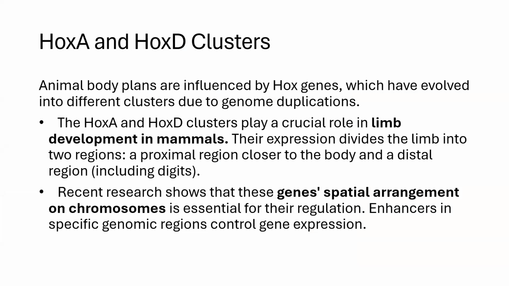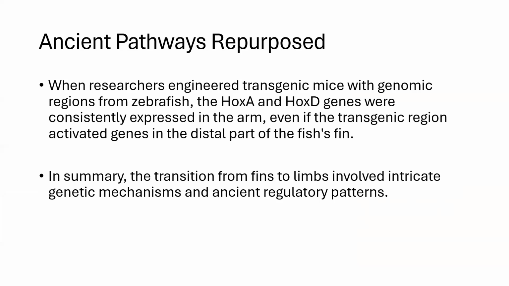Now, overall body plans include HOX-A and HOX-D clusters, and these turn out to be important for limb development in mammals in particular. Their expression is limited to regions: a proximal region closer to the body and a distal region, including the digits. But the recent research on Hox genes, and it's been known for quite some time actually, shows that the spatial arrangement of genes on chromosomes is essential for the regulation. You start moving them around in sequence, then you get different aberrant development.